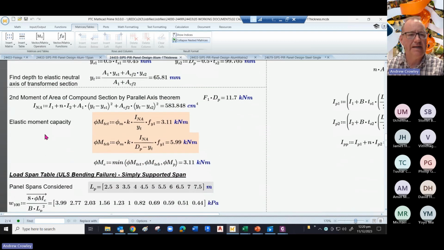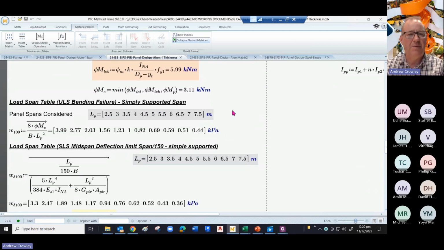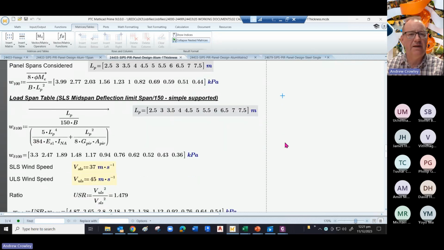We calculate the elastic moment capacity, in this case it's 3.11, and then we look at bending failure for that. So what we saw before with plastic bending failure, now we're looking at the elastic bending failure. So this is likely to be the limitation for an aluminium section. Then we look at mid-span deflection limitations.